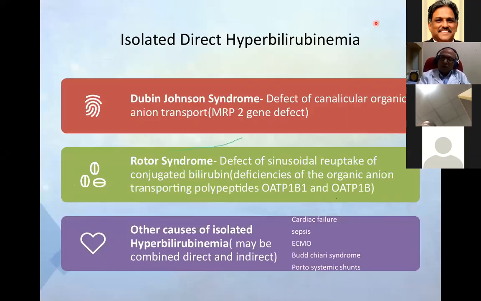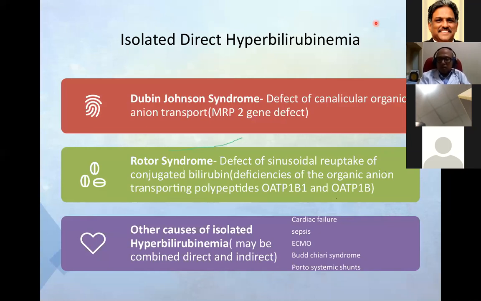The other category is direct hyperbilirubinemia. This is where the soluble or conjugated bilirubin is high. The conditions can be inherited, and most of the time they are inherited conditions, which are extremely rare though. There's Dubin-Johnson, which is a defect of the multidrug resistance protein MRP2 gene. And then there is Rotor syndrome, which is a defect of the organic anion transport polypeptide genes. Both of them lead to problems with uptake and transport of bilirubin, and what happens in these conditions is that there is a higher direct bilirubin.